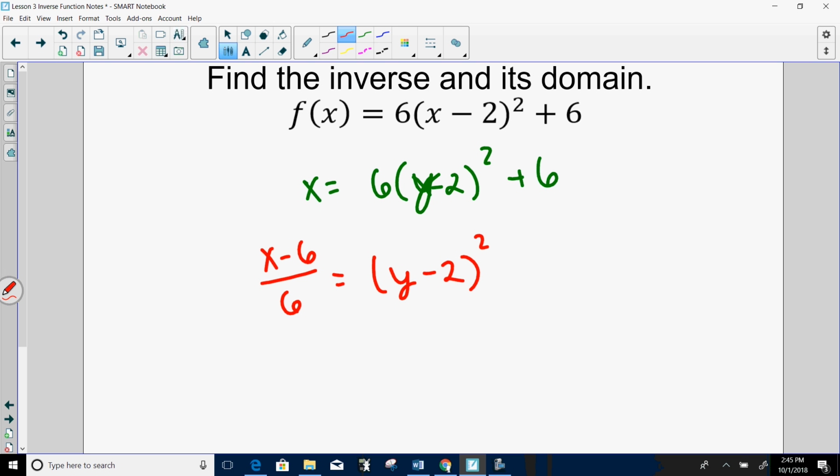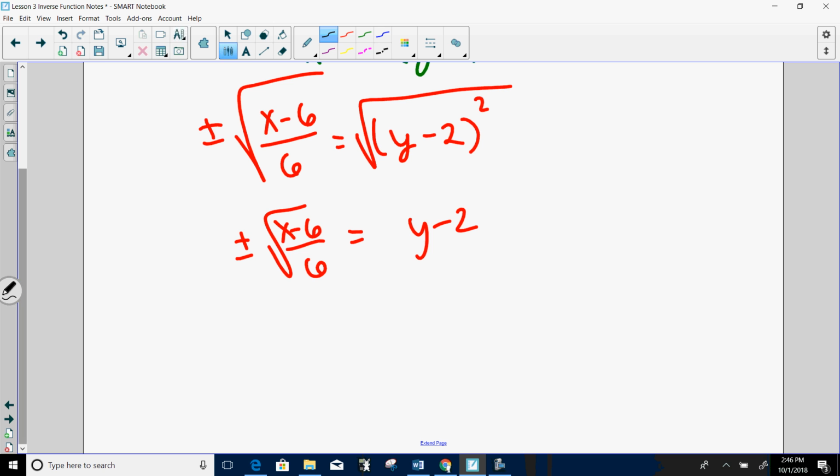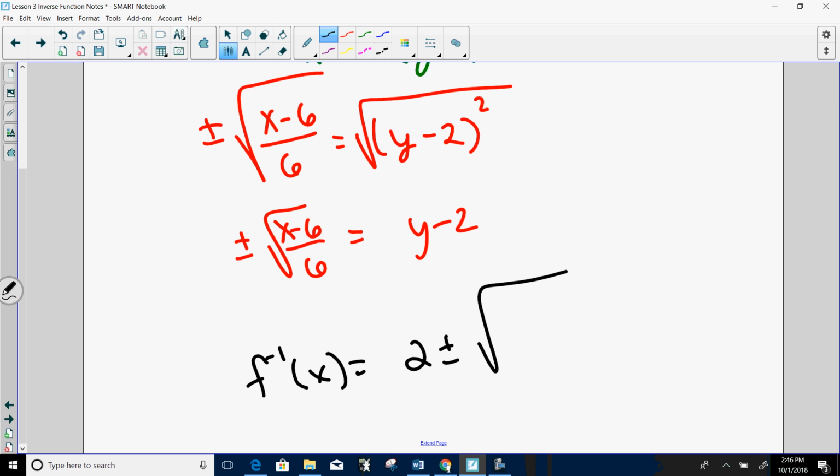So x minus 6 over 6 equals y minus 2 squared. Square root both sides, and remember when you square root both sides you have to do plus or minus. Square root here, that gets rid of that, so you have y minus 2 equals plus or minus the square root of x minus 6 over 6. Add the 2 over, and you get your inverse to be 2 plus or minus the square root of x minus 6 over 6. Now that's the inverse.